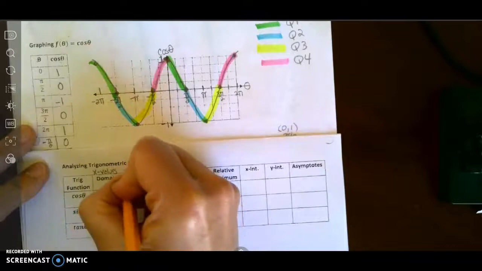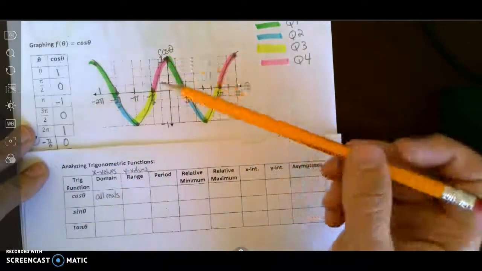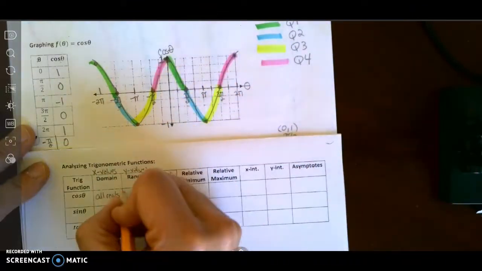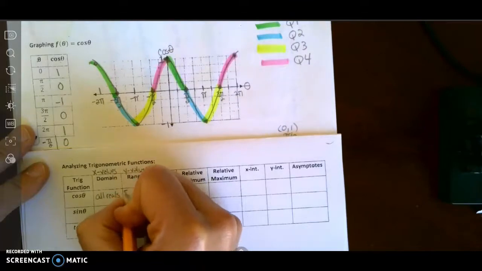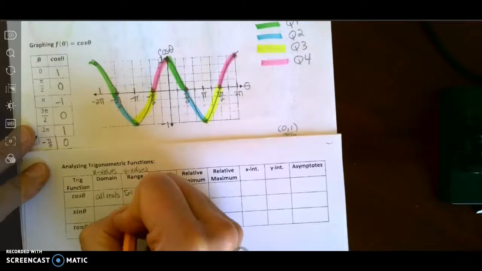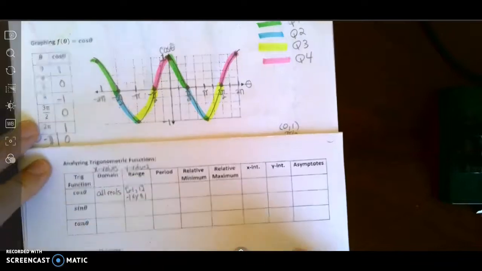The range, which are my y values, are definitely limited. They never go above 1 or below -1. So I can use bracket notation from -1 to 1. Or I can use an inequality, y is greater than or equal to -1 and less than or equal to 1.